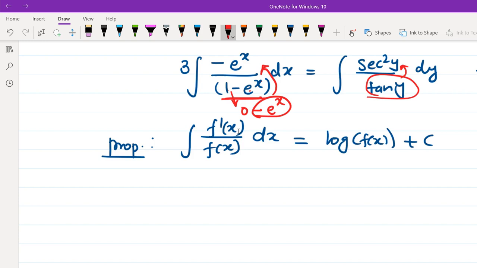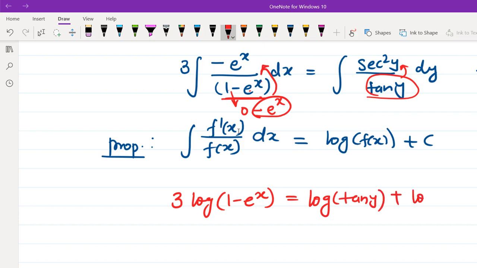So by applying this property, we'll get the answer as 3 times log of 1 minus e raised to x. Please understand, you have to write the log of f of x, not f dash of x. So what was your f of x in this? It was 1 minus e raised to x. So that I wrote over here is equal to log of tan y plus the integration constant. Also I'm going to take it in log because all the terms are in log, so the integration constant I'm also taking in log.